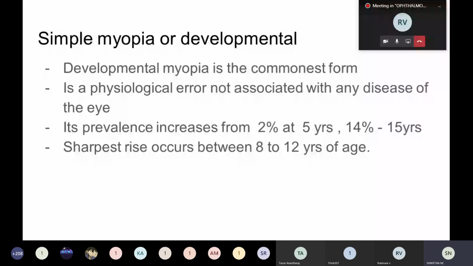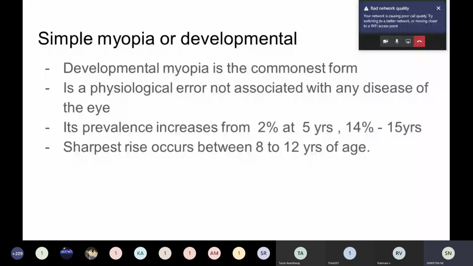That is why we call it school myopia, because it increases from 2%, very less in the 5 years age group, to 14% at the age of 15 years. Around 12 years you can detect this type of myopia. So we call it developmental myopia or simple myopia. What is the cause for this myopia? It is a physiological error. There is no disease at all and no associations. The patient has a simple refractive error with no disease of the other kind.